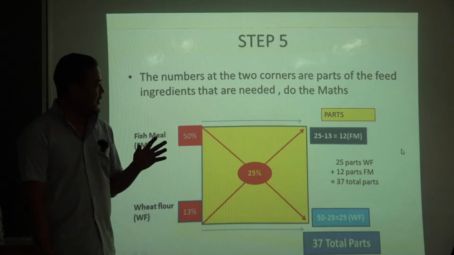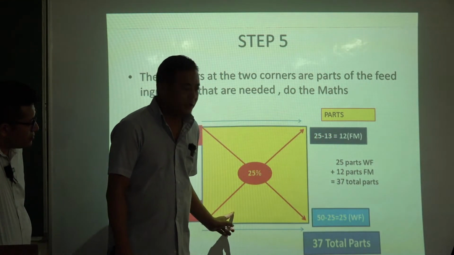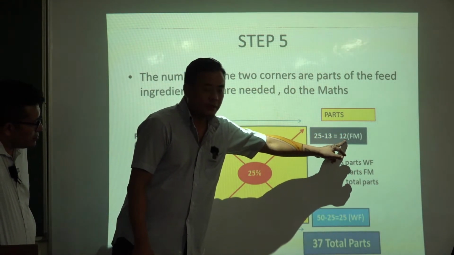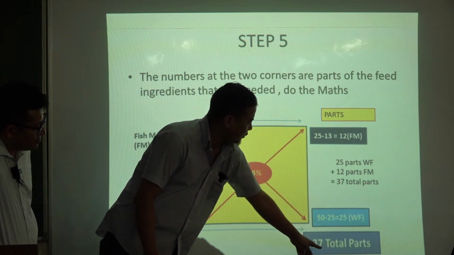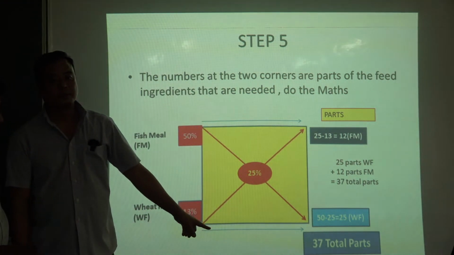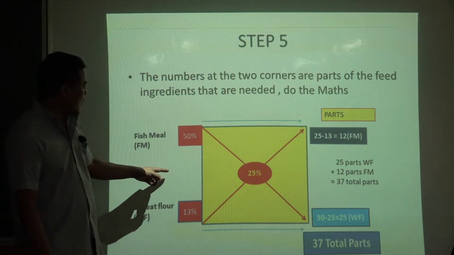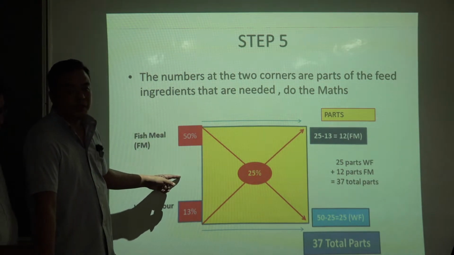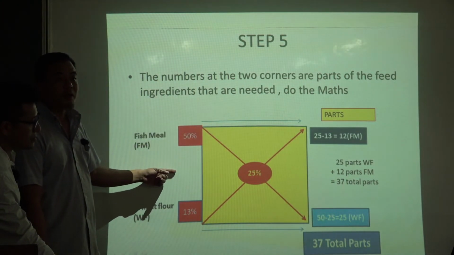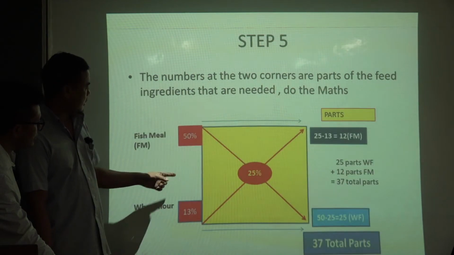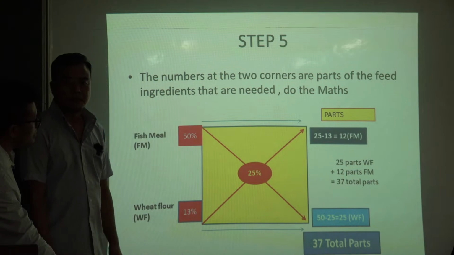So the next part is you add the results of the subtractions that you did on the top right corner and the bottom right. So 12 plus 25, you'll get 37. To confirm if this is right, on your left corner, you do the subtraction again. You do the addition here, and you do the subtraction on your left corner. 50 minus 13 will give you 37. Is that okay?